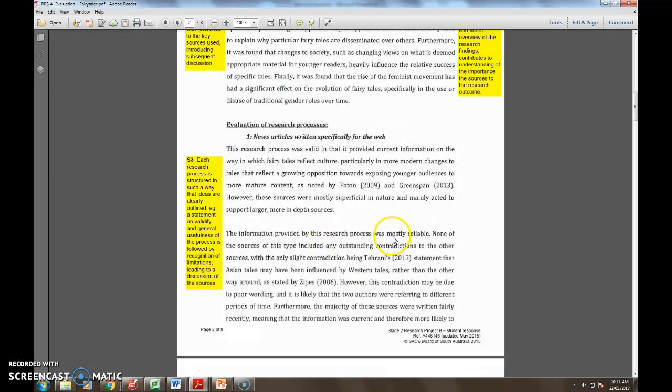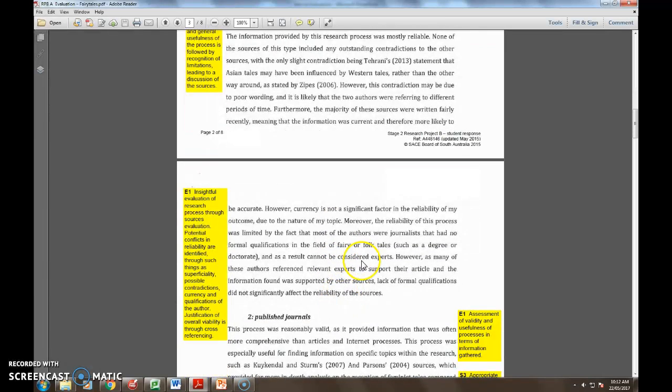The information provided by this research process was mostly reliable, and again, if you read further down, they've provided reasons for making that judgment. So none of the sources included any outstanding contradictions, with the only slight one being so on and so forth. So they've made a judgment call again, but they've explained that for me down here. Okay. Currency is not a significant factor in the reliability of my outcome due to the nature of my topic. So looking at fairy tales, we're looking at things from hundreds of years ago. So currency is not, as it says, a significant factor. They've used that terminology in the correct context. So please be aware of those types of things as well.